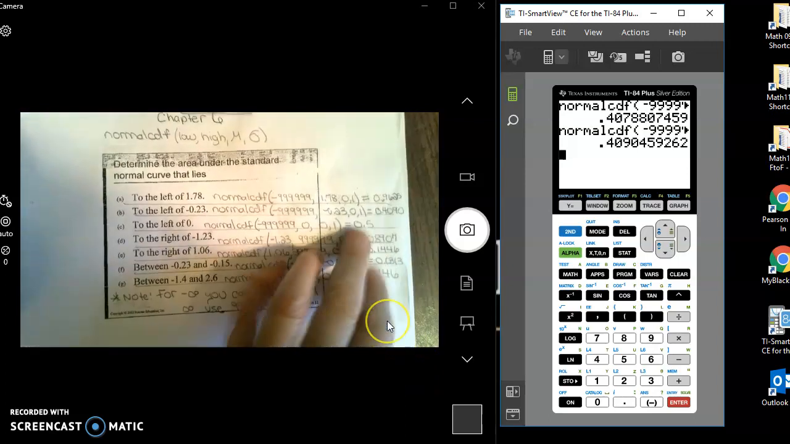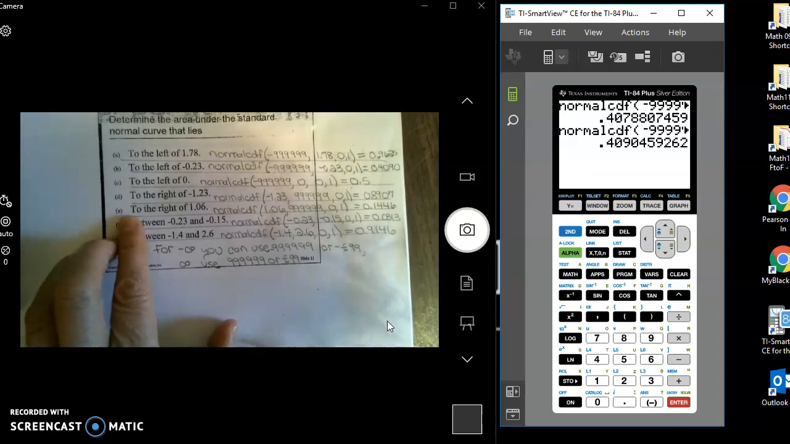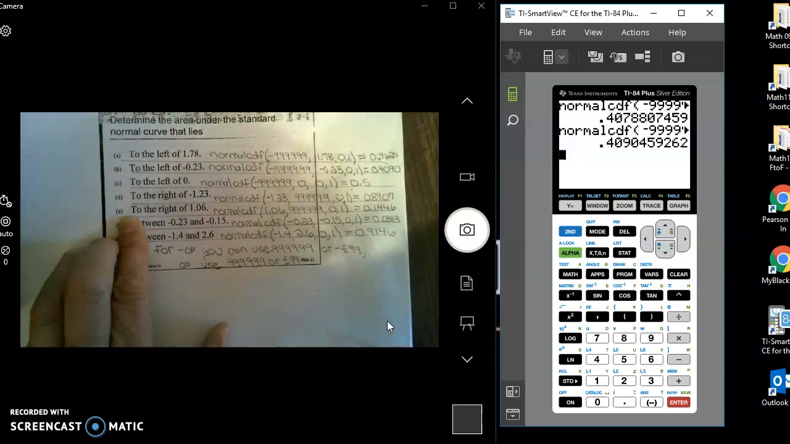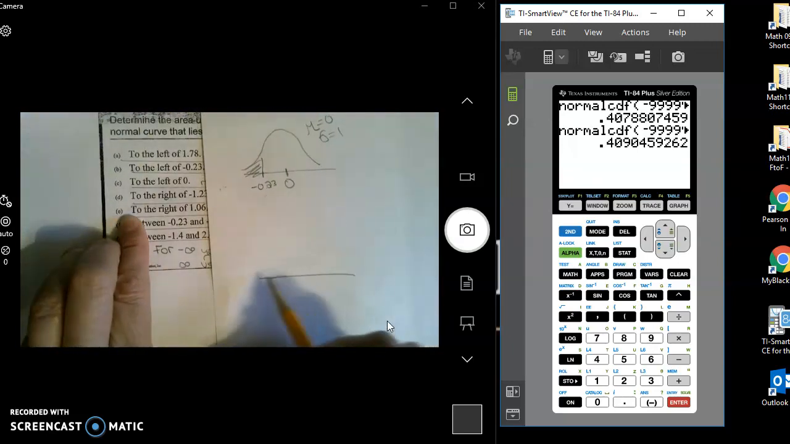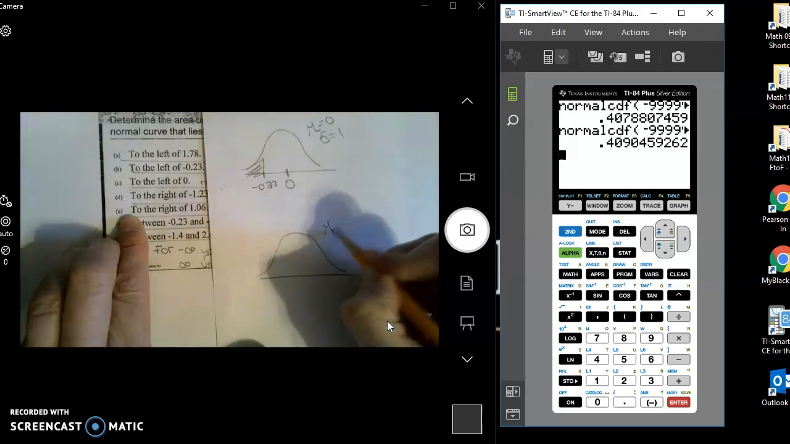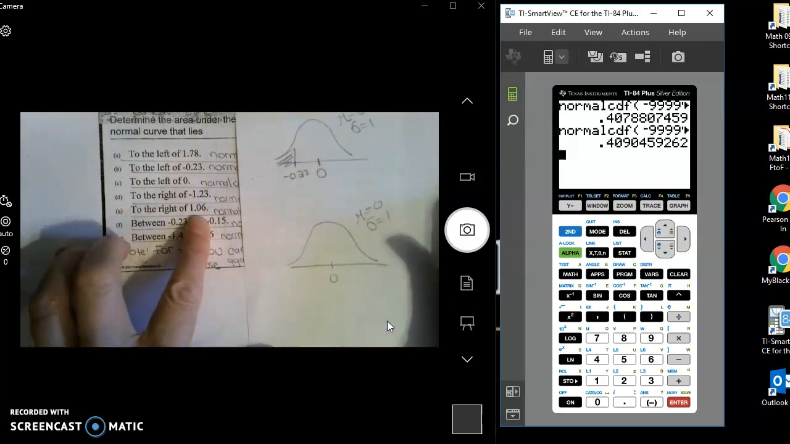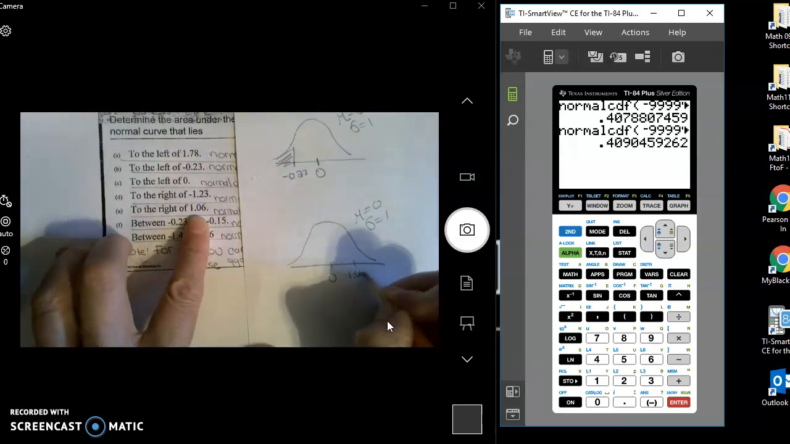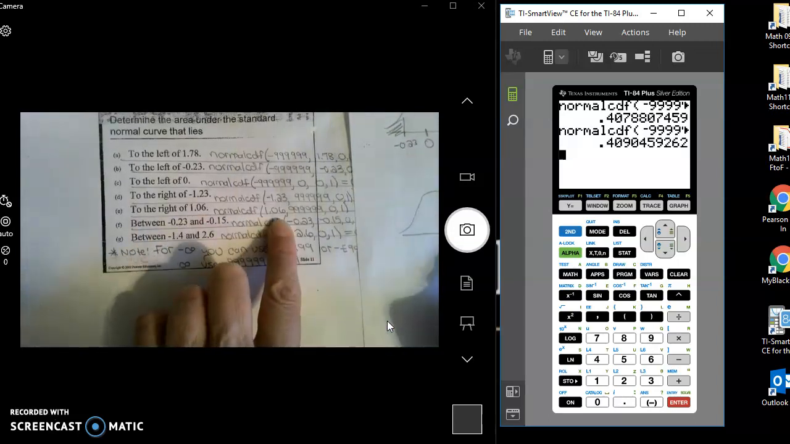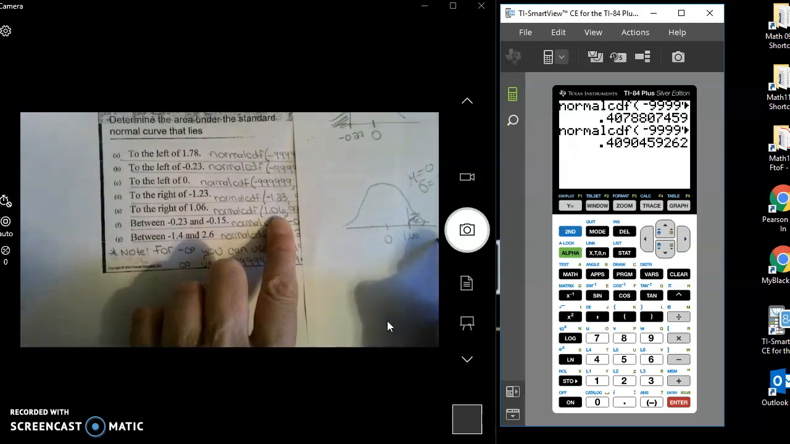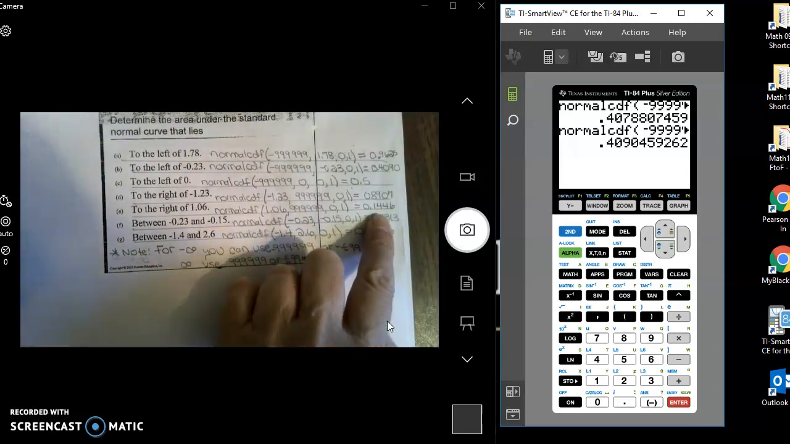Okay, so let's go ahead and look at another one. Let's just do C here, to the right of 1.06. So if I draw my curve, here's my standard normal curve. And we went to the right of 1.06. So I'm going to go ahead and plug this in. So my left value, my lower value, is 1.06. It goes to infinity, so I put the 9999 and the 0, 1. So let me go ahead and plug that one in here.